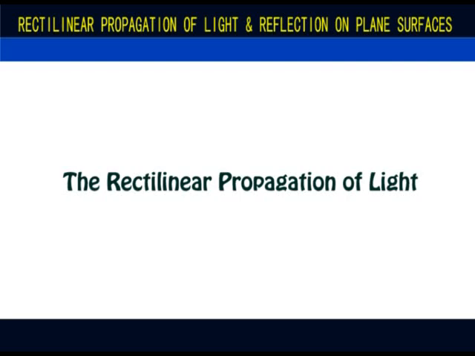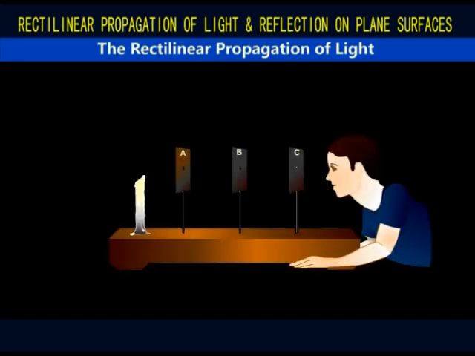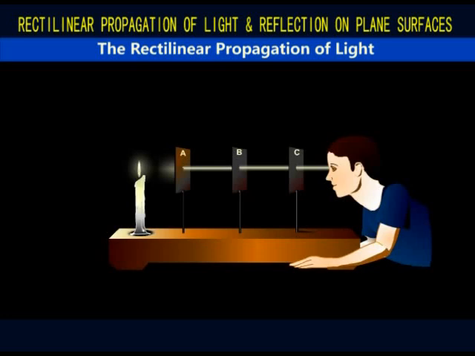So now, let's talk about the rectilinear propagation of light. Now, we take 3 equal cardboards A, B, and C with pinholes at the center of each cardboard. A candle is placed at one end as shown on the screen. The cardboards are arranged such that the pinholes and the candle flame are in a straight line. This way, the candle flame can be viewed through the pinhole of cardboard C.